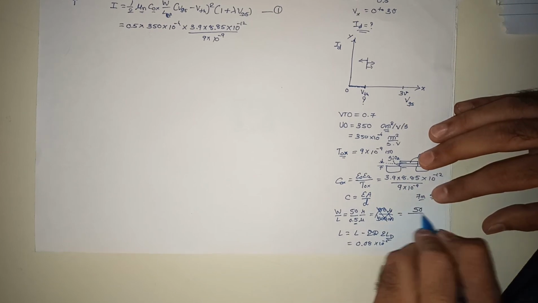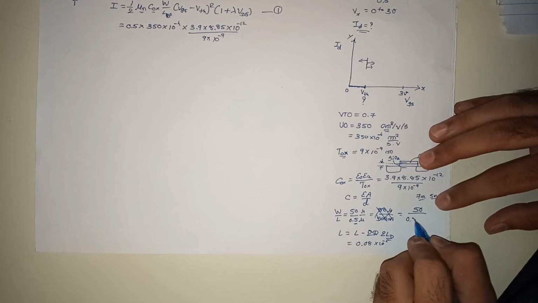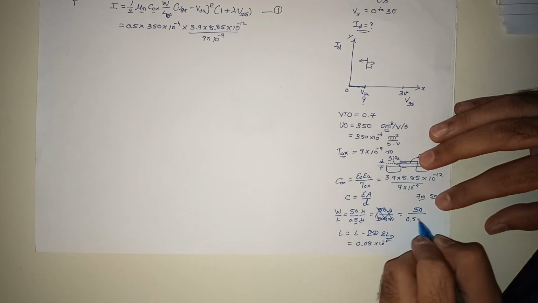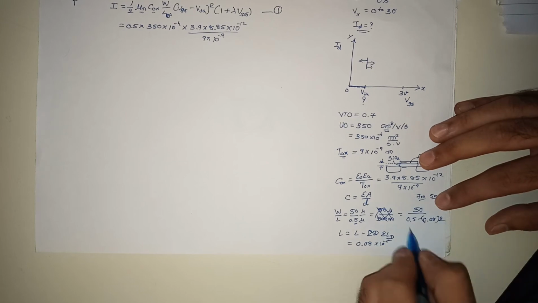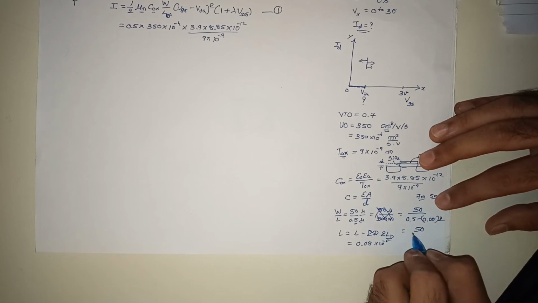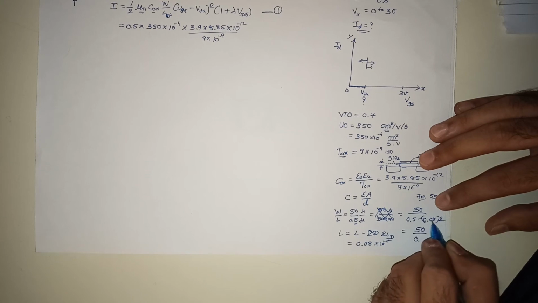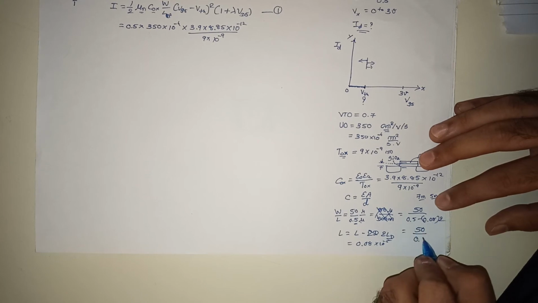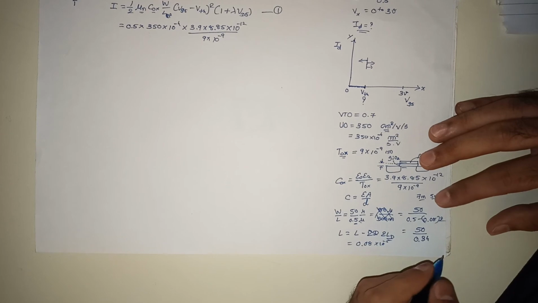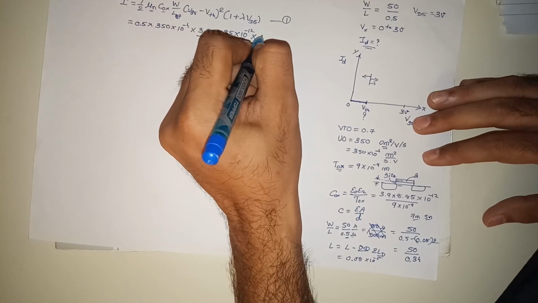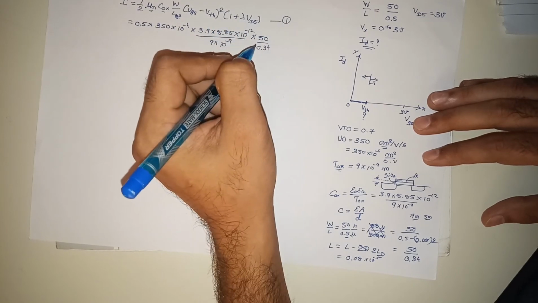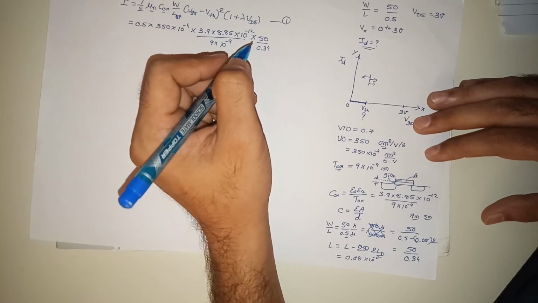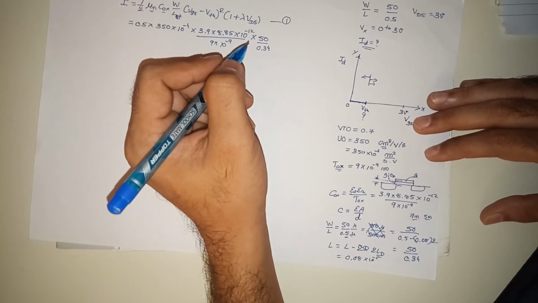So 50, see this is in micro, so 0.5 minus 0.08 two times, what will it be? 50, 0.18 is 0.34. Okay, so that is W by L, 50 by 0.34.